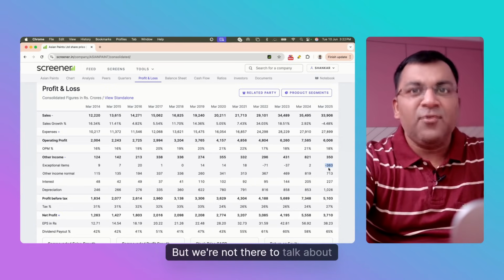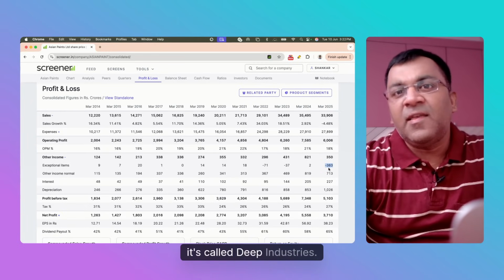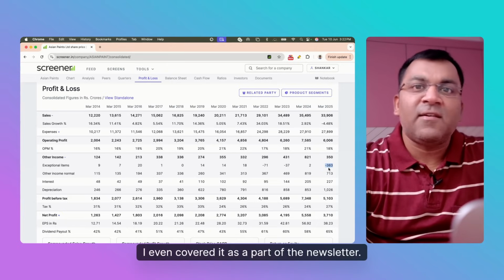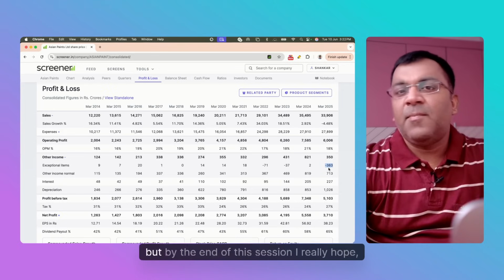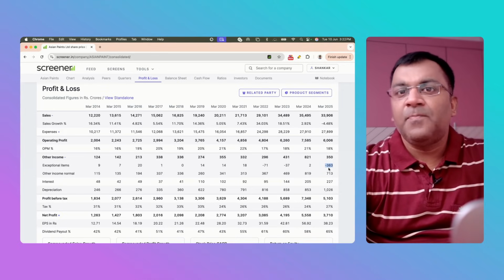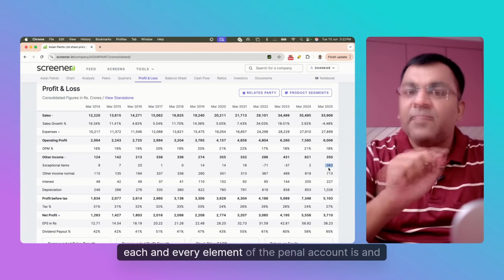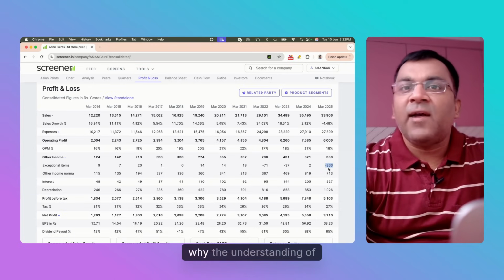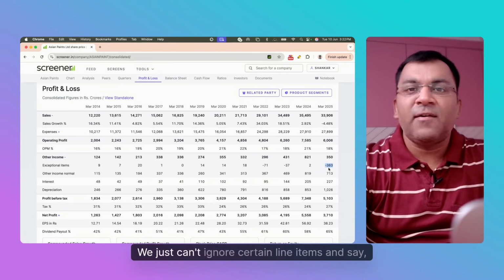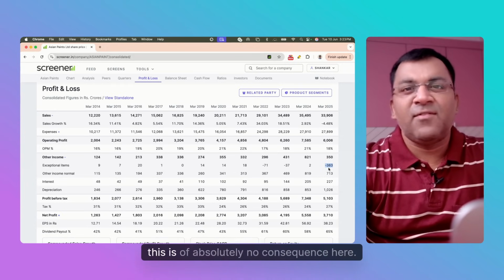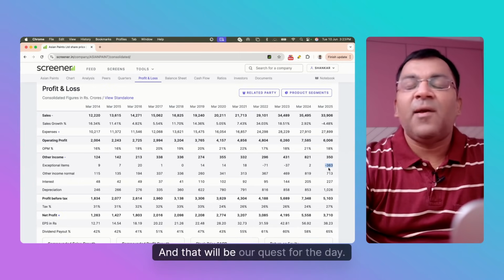But we're not here to talk about Asian Paints, I'll be taking a different company. It's called Deep Industries. I even covered it as a part of the newsletter. And something interesting has happened there, which is what we're going to be looking into. But by the end of this session, I really hope we can get a better appreciation of how important each and every element of the P&L account is and why the understanding of every line item is equally important. We just can't ignore certain line items and say, hey, this is of absolutely no consequence here. Everything is of consequence, and that will be our quest for the day.